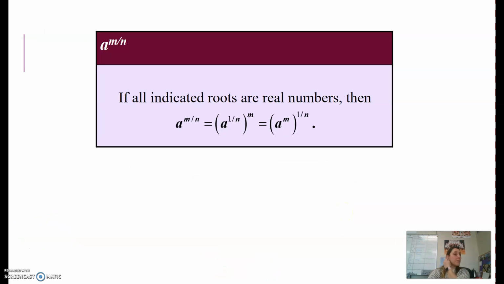Okay, so now we're going to be going back and forth. If we have this right here, then we already knew this rule. We knew that we could take the nth root and raise it to the m power. But we also can put that on the inside of the parentheses and find the nth root of a to the m power. So this is just saying that these are all equivalent to each other. It's just another rewrite. So go ahead and hit pause and make sure you got that in your notes.